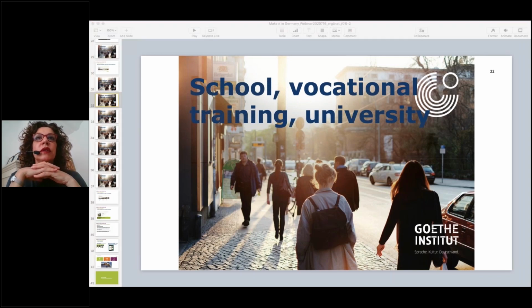School, vocational training and university. In this field, if you are yourself willing to study in Germany, you have the possibility to know more about the conditions, how it is with the application form, or if you are with your family and your children, you have here the possibility to know more about the school or preschool in Germany. If you are willing to have a place in vocational training, you also have the possibility to learn more about this system. Next, please.